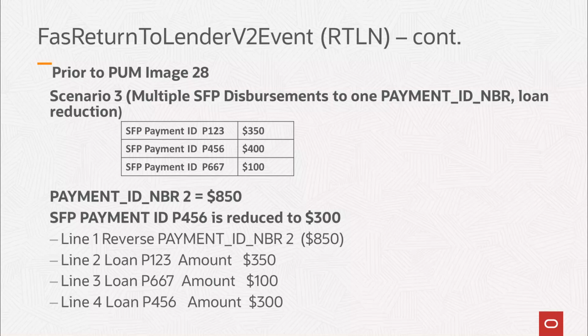Row 3 in group line would be to also add back payment ID 667 for $100. And line 4 would be the reduced amount of SFP's payment ID 456 for the amount of $300. Once SF posts those group line transactions, CS's payment ID number 2 would now be $750. That ends the review of the 4 financial messages that CS consumes.